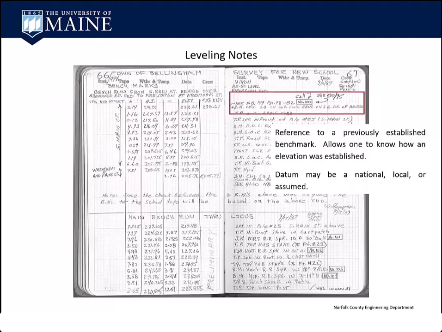So in the leveling notes, like I said before, you want to put enough information in there that people can get back and figure out how this stuff was established and where it came from and what datum it's on. So you can see there's a couple references in this book. One is to book 500, page 95. Another is to book 149, page 78.